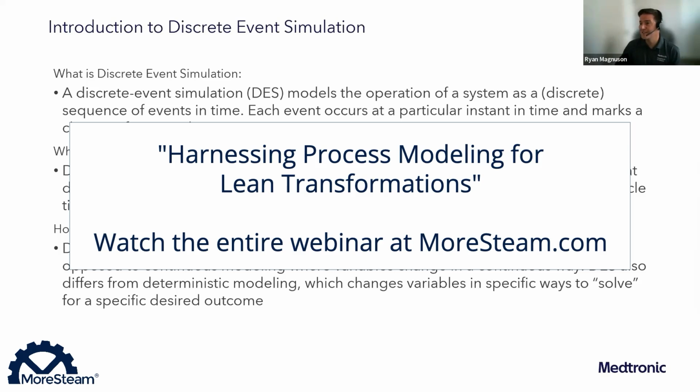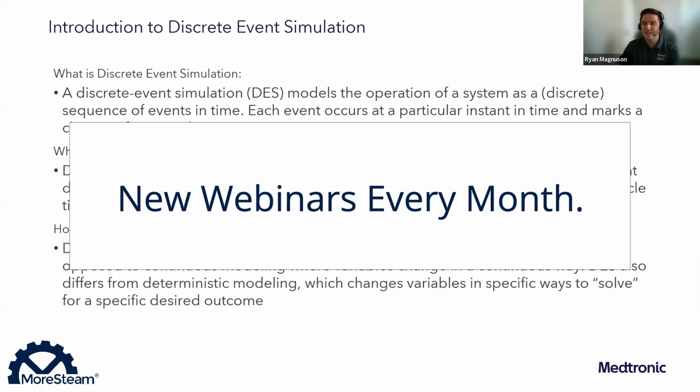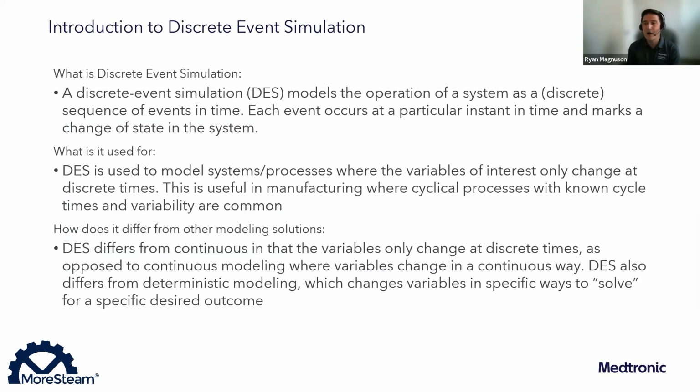And hopefully everybody on the line has heard this term before, but we'll dive a little bit really quickly into what discrete event simulation is. So discrete event simulation models the operation of a system as a discrete sequence of events in time. The event occurs at a particular instant in time and marks a change of state of the system. So this is process thinking, right?